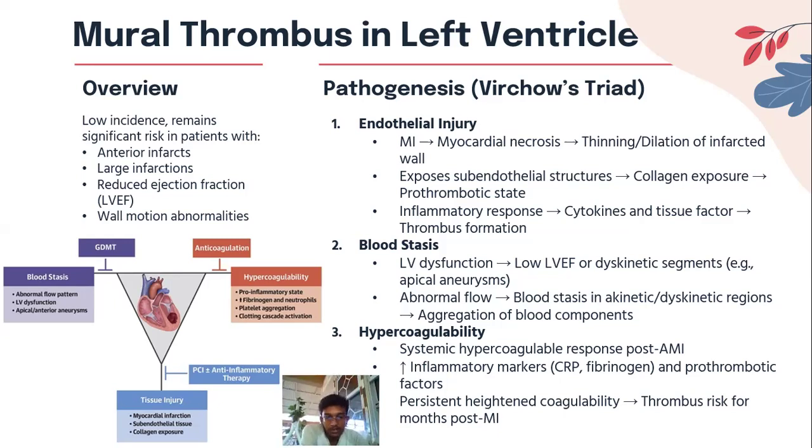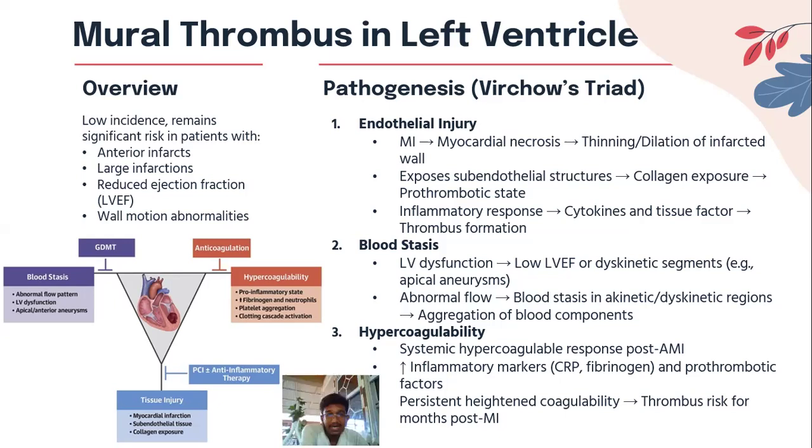Now, blood stasis. The formation of a left ventricular thrombus is heavily influenced by impaired ventricular function and the resultant stasis of blood within the left ventricle. In the presence of left ventricular dysfunction, particularly with low ejection fraction or dyskinetic segments, example apical aneurysms, abnormal flow patterns emerge. The blood tends to form vortices in these akinetic or dyskinetic regions, which encourages stasis. This environment, combined with poor contractility, allows for blood components to settle and aggregate, creating fertile ground for thrombus formation.